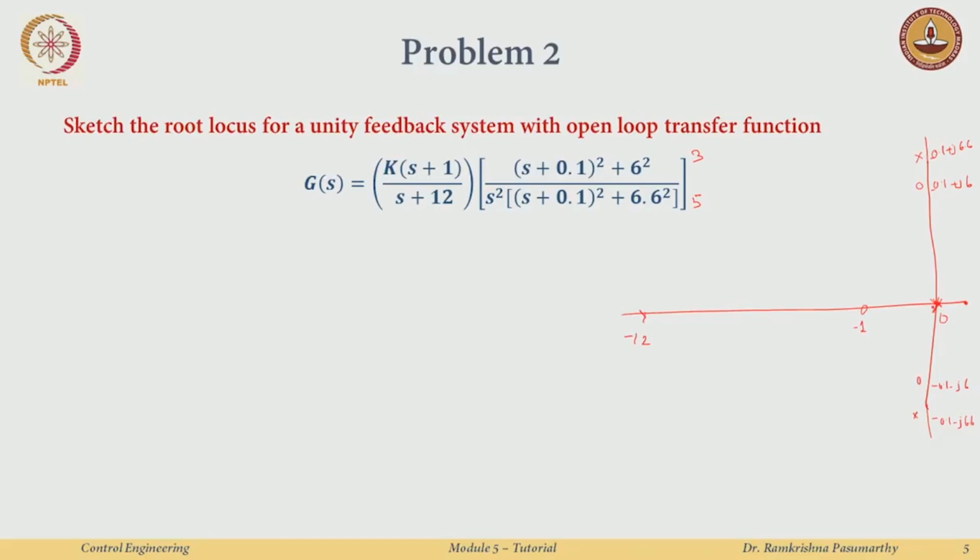So, this is not allowed. Then I come here and I say -1. I just see between -1 and -12, I see 3 poles to the right. So, this entire region is on my root locus. Okay, so one thing I know is that this will move in this direction.